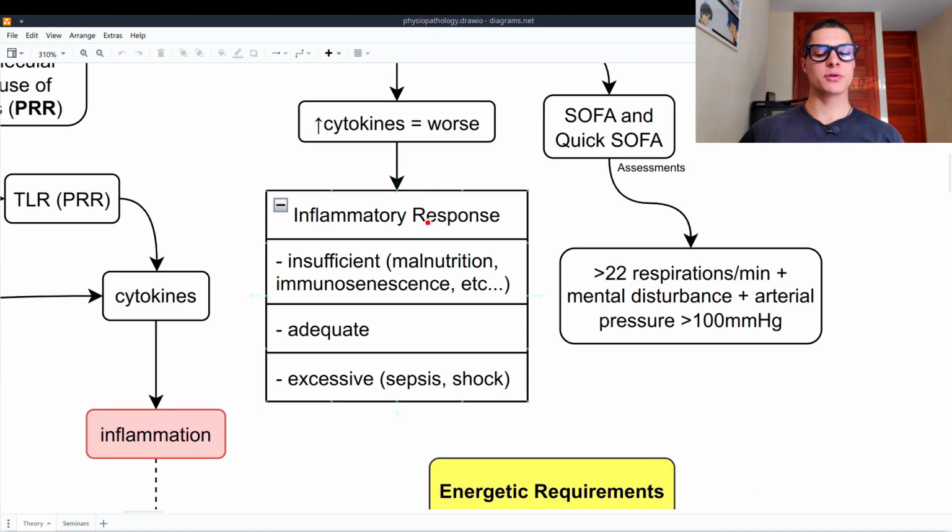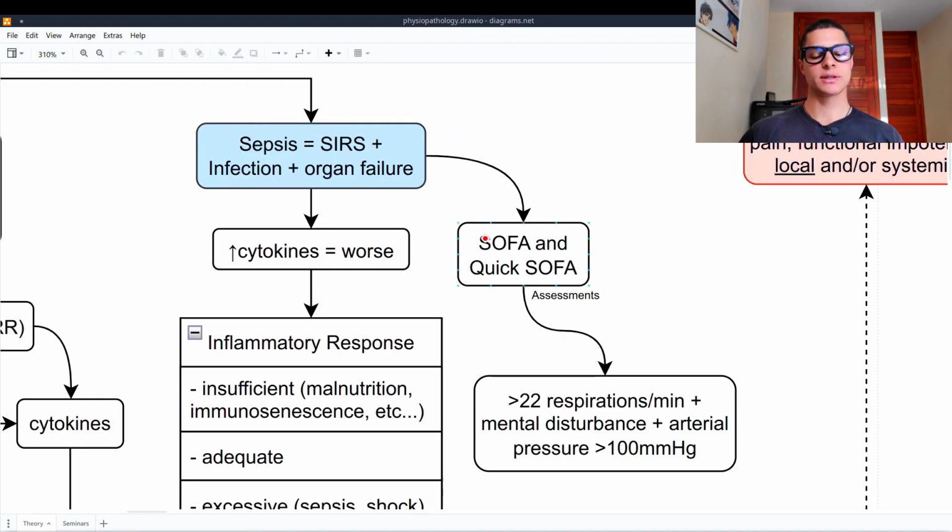The inflammatory response one can have is either insufficient, when there is a presence of malnutrition or immunosenescence, etc., adequate, which is what we want, or excessive, for example, in sepsis or in shock. To see if someone has sepsis, we have quick assessments, for example, the SOFA and the quick SOFA.